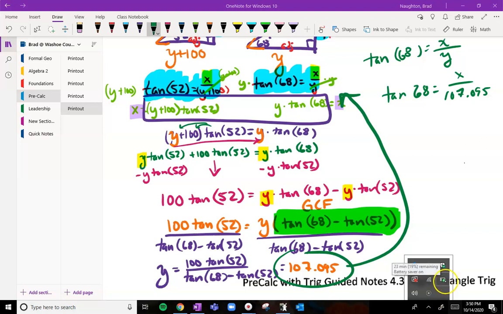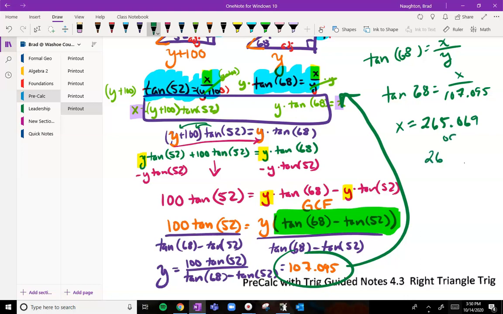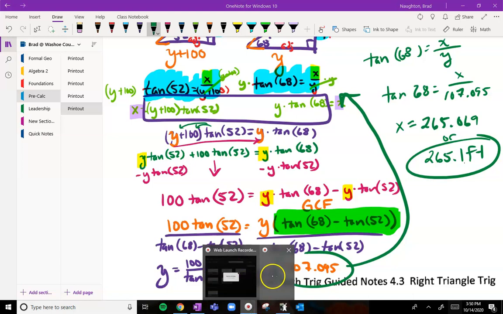Lordy, I've done this so long, I am running out of battery. That's bad. So we'll multiply both sides, and x is equal to 265.069, or with rounding, 265.1. Woo-hoo! Love it, love it, love it. All right, I'm going to hit pause and get my power cord.